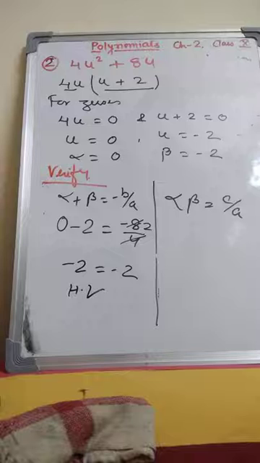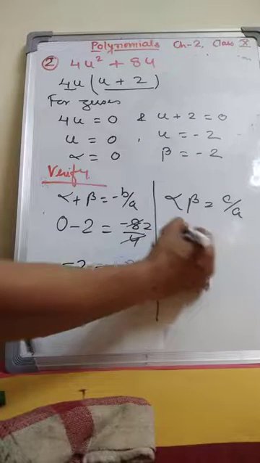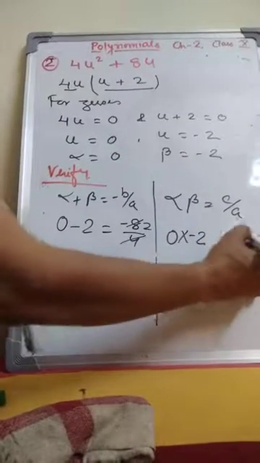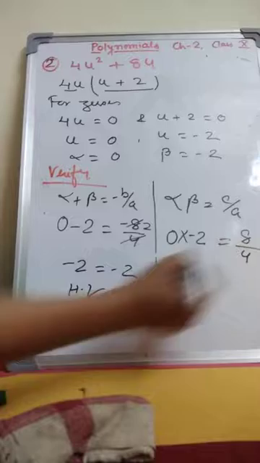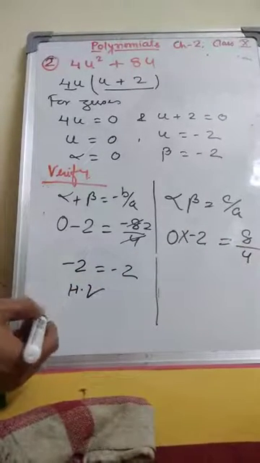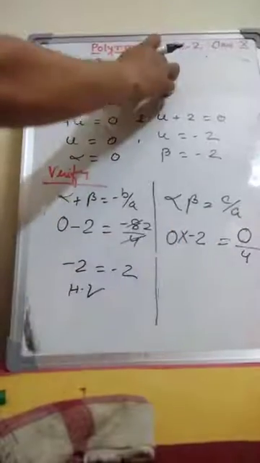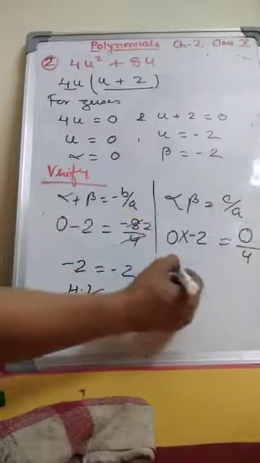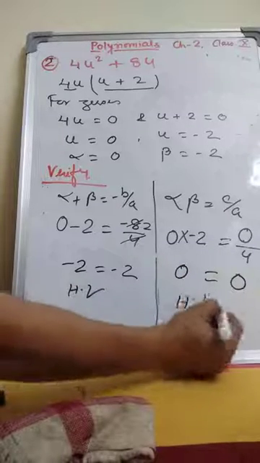Hence verified. Now the second one is alpha into beta. Alpha is 0. Beta is minus 2. What is the constant term? It is 0, because there is no constant term. And what is a? The coefficient of u square, 4. So 0 into minus 2 is 0, and 0 upon 4 is 0. Hence verified.